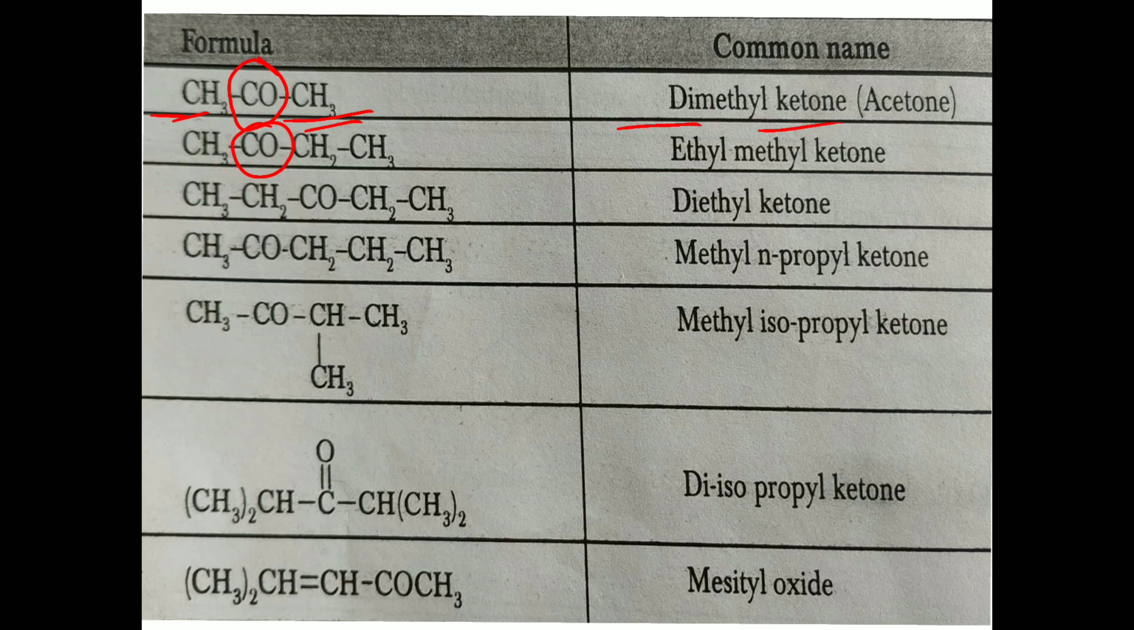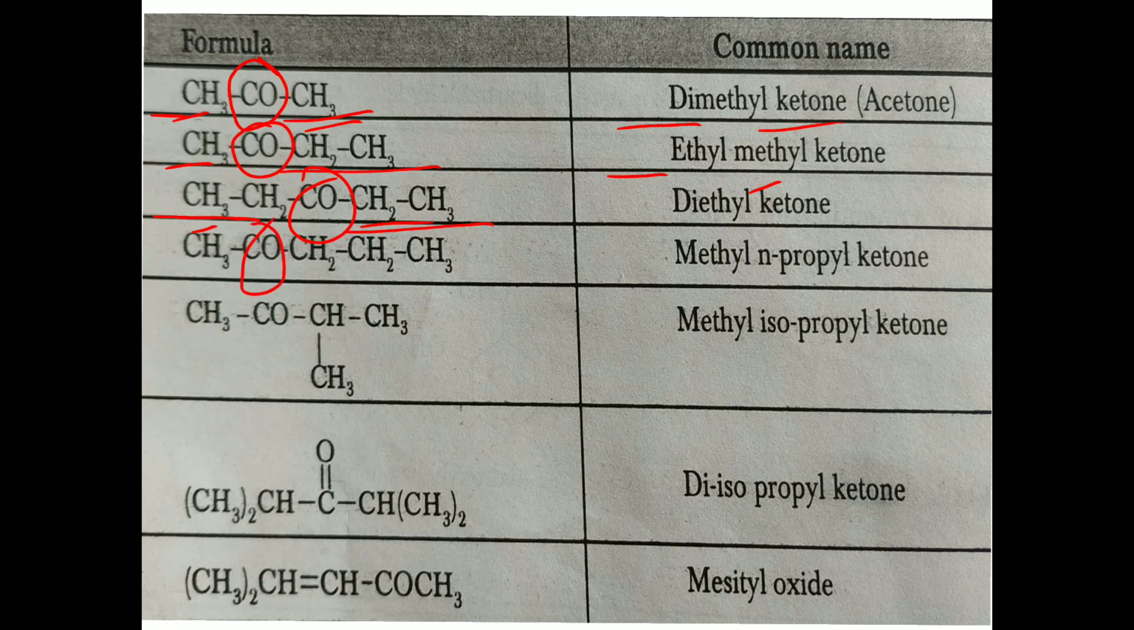Now here also a ketonic group is present, but it contains different alkyl groups, which means it is an example of a mixed ketone. The first is the methyl group, the second is the ethyl group, but in alphabetical order ethyl, that is E, comes first and then M, so the name is ethyl methyl ketone. Now the third is an example of a simple ketone, which contains the same groups. This is an ethyl group and this is also an ethyl group, so the name is diethyl ketone.